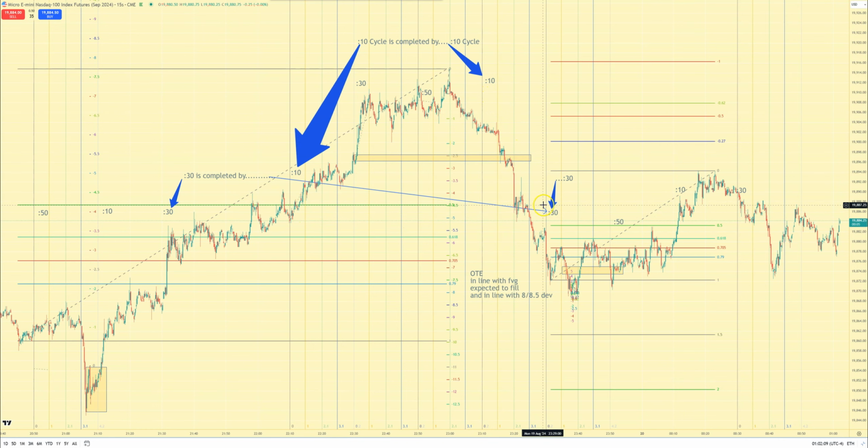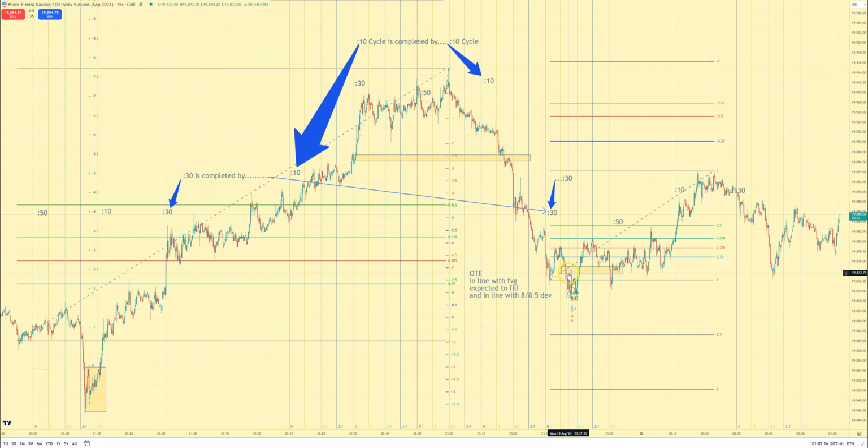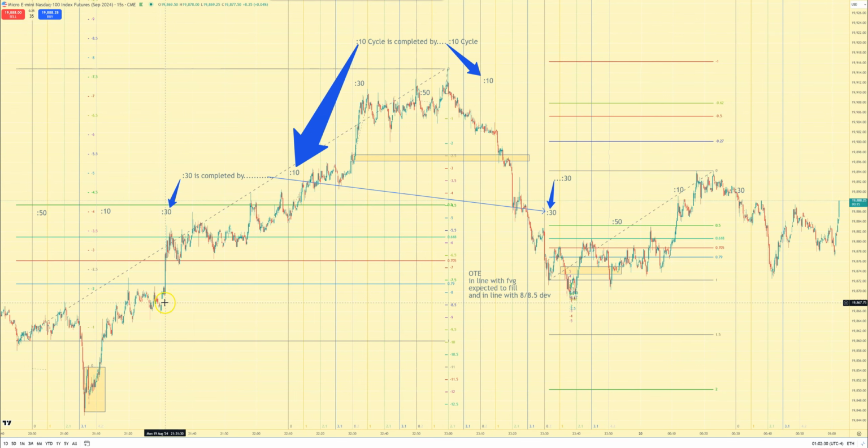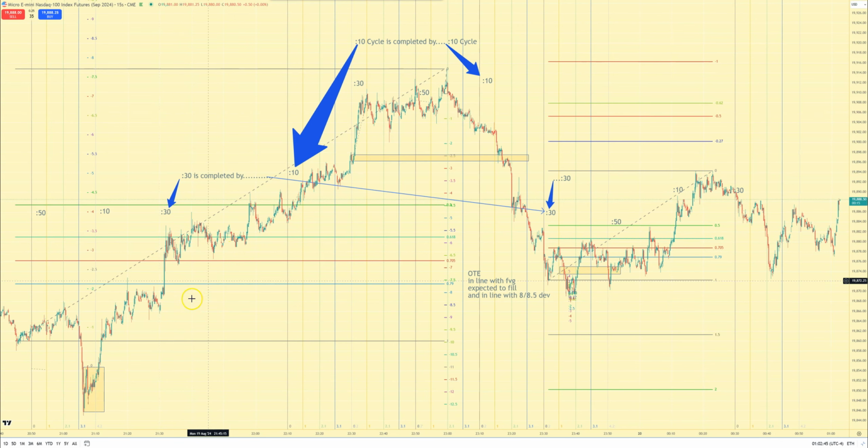Then we have here, after the 10 comes the 30, and right here we had 30 run down and complete 30. So you see that the 30 cycle started right here, and this is where 30's consolidation is all the way up here. It ran up, it quickly left that area and created a consolidation right here.